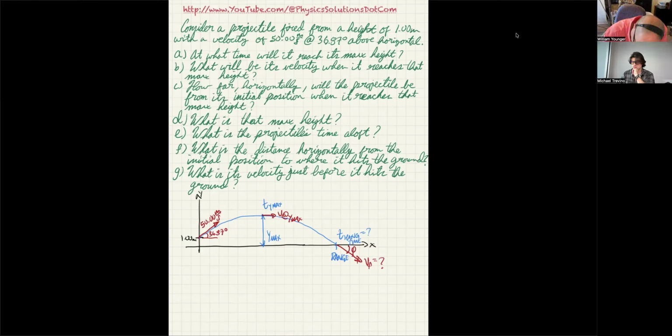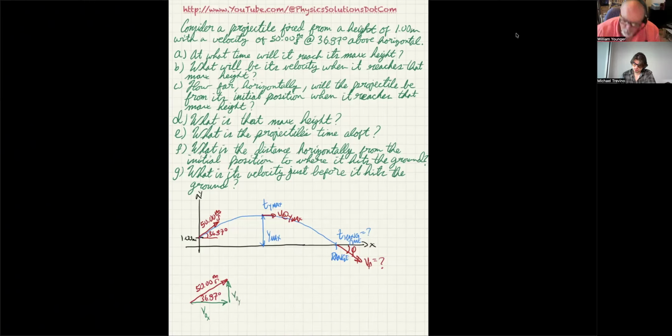So using that idea, I'm going to take this as 50.00 meters per second, and this is 36.87 degrees. We can see, in fact, that the horizontal component of velocity obviously points to the right, and the vertical component of velocity obviously points up. So this is v0 sub x, and this is v0 sub y.